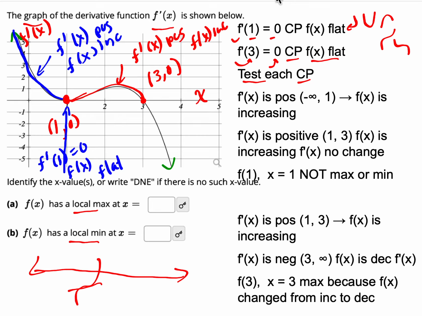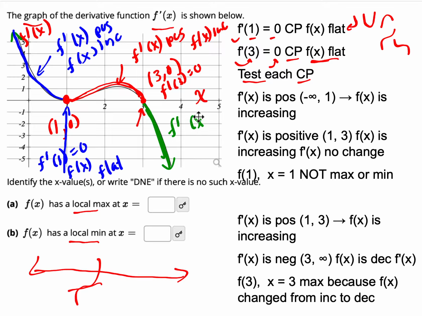So let's look at the rest of this graph here. f of x is increasing here. Here's my other critical point. f prime of 3 equals 0, so that tells me f of x is flat there. If I continue on, the derivative is below the x-axis here. So my first derivative, f prime of x, is negative.